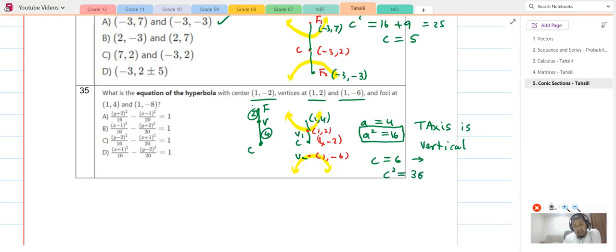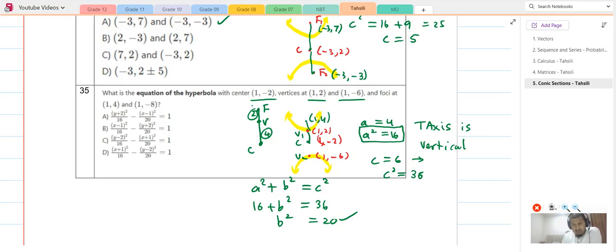Now we need to find B. A squared plus B squared is equal to C squared. A squared is 16 plus B squared is equal to C squared, which is 36. So B squared is equal to 20. 36 minus 16. So what's the equation?